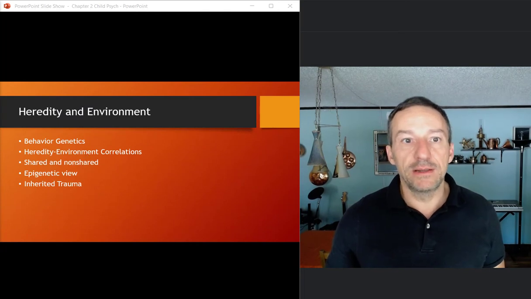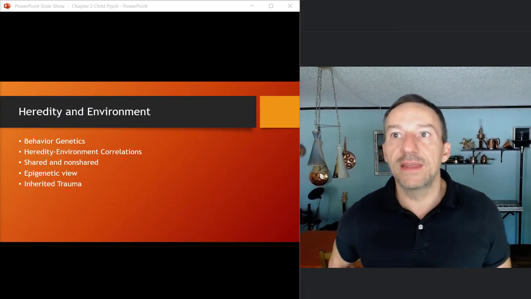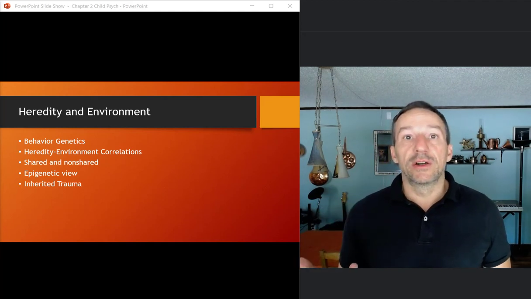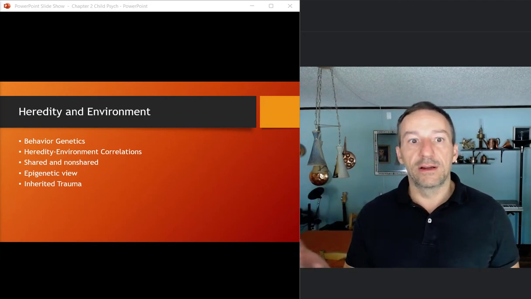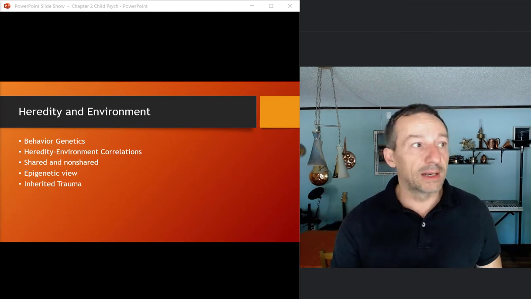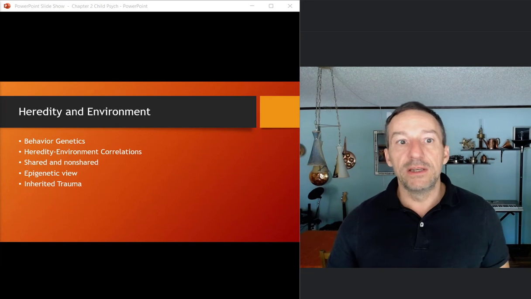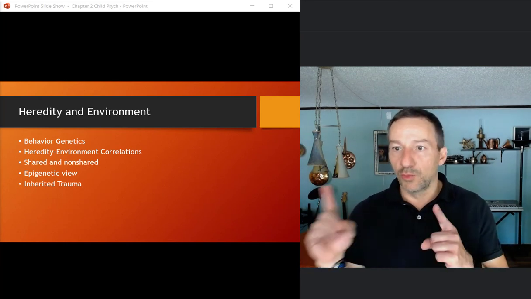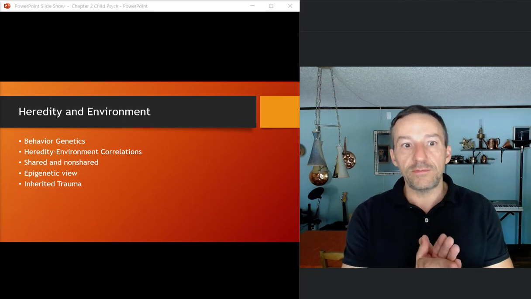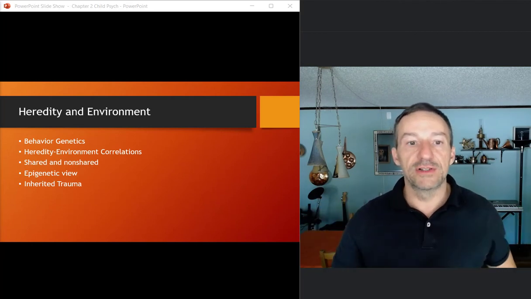On the shared and non-shared environment, what they're looking at here is the things that siblings experience. As siblings, you're going to experience your parents, who are going to have the same intellectual orientation, probably the same SES, and you're probably going to live in the same neighborhood. But the non-shared experiences, things that one of your siblings will experience but the other won't, are going to be unique to each child, and they're not shared by the other sibling.